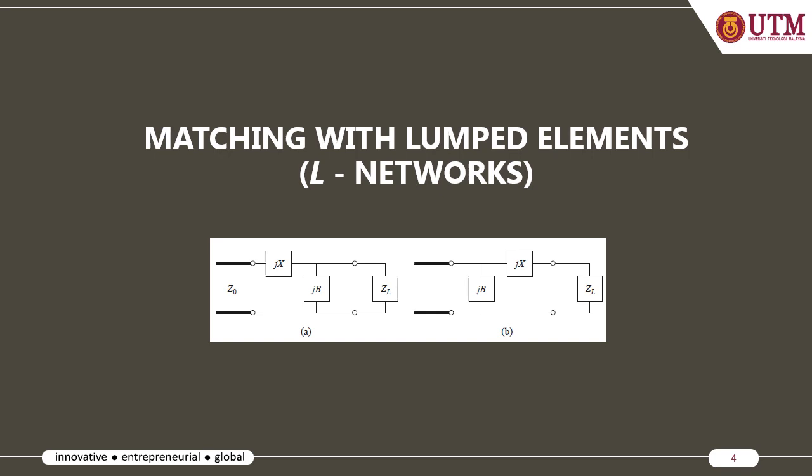So there are two configurations that can be considered, but it is dependent on the characteristic impedance of the system. If the characteristic impedance lies within the 1 plus jx section, then the left hand side will be chosen, or else if it is outside the 1 plus jx section, then circuit B will be considered.